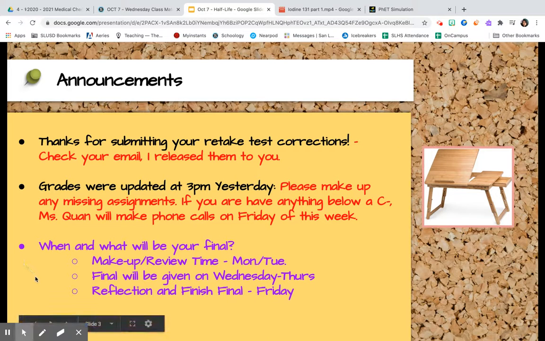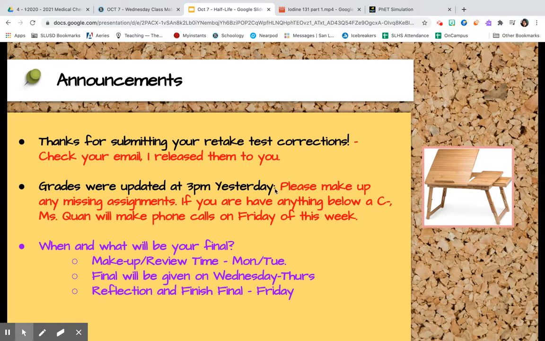Alrighty, so this is your class summary for October 7th, Wednesday. Right, so a reminder that your quarter ends on October 16th, and not only is it the end of quarter one, but it is also the end of semester one for periods 1, 3, and 5. So these grades will go on your transcripts.